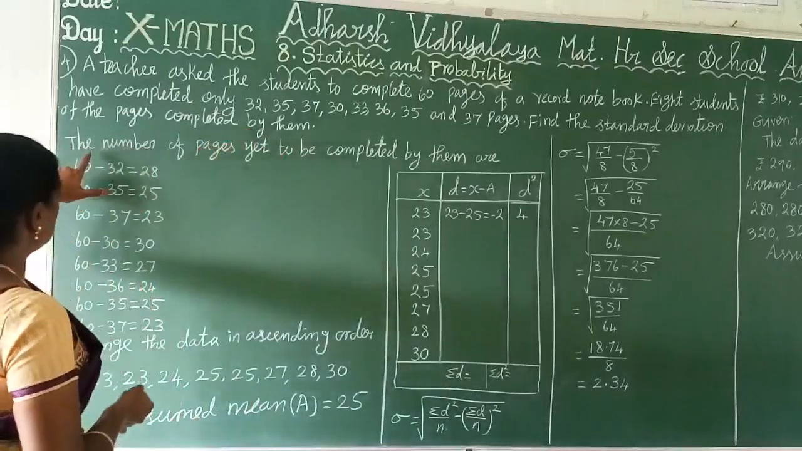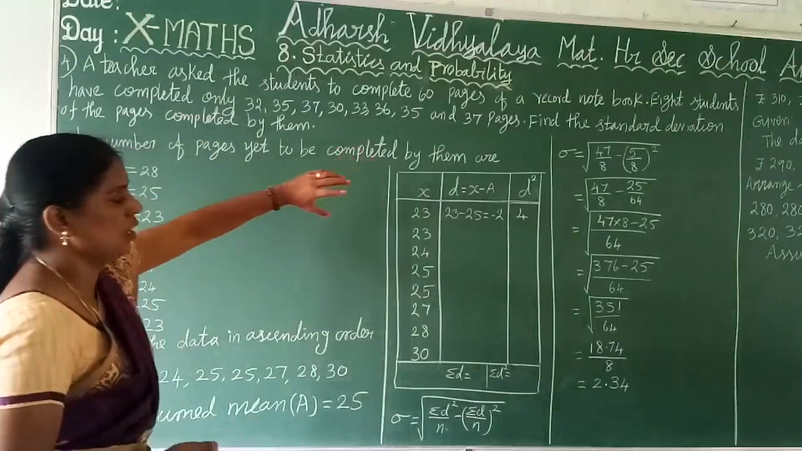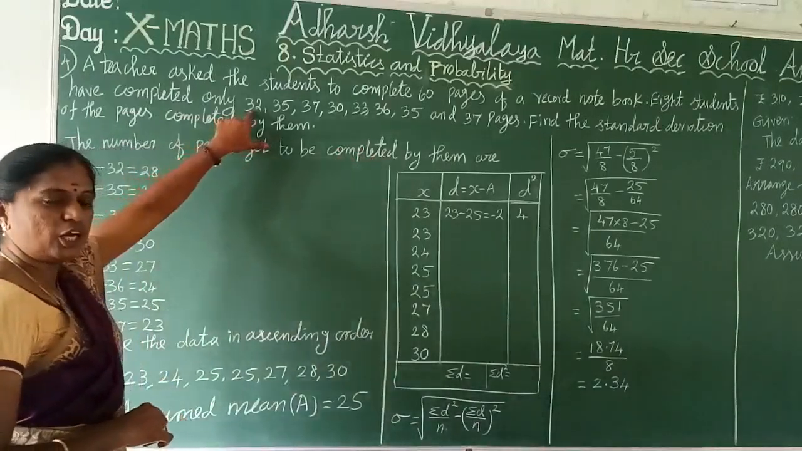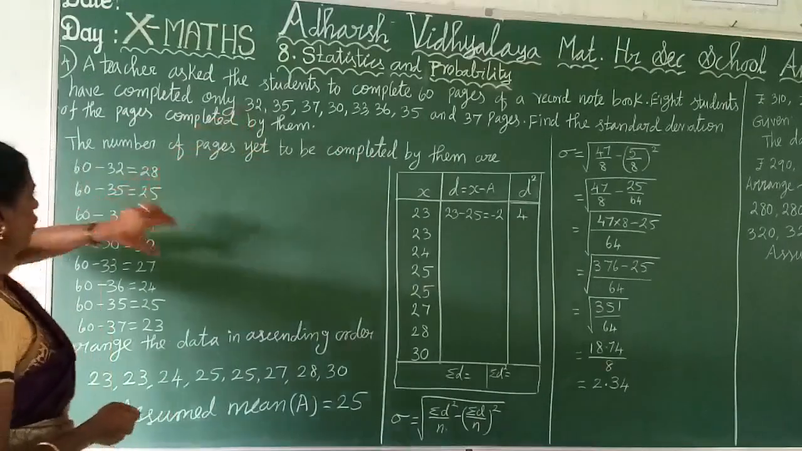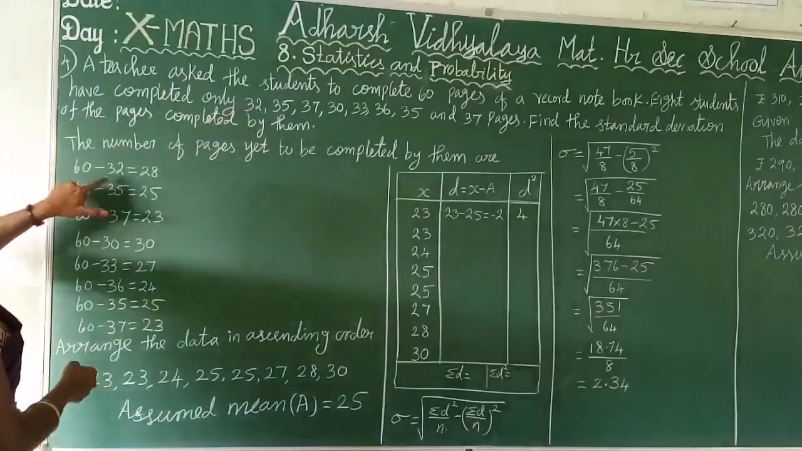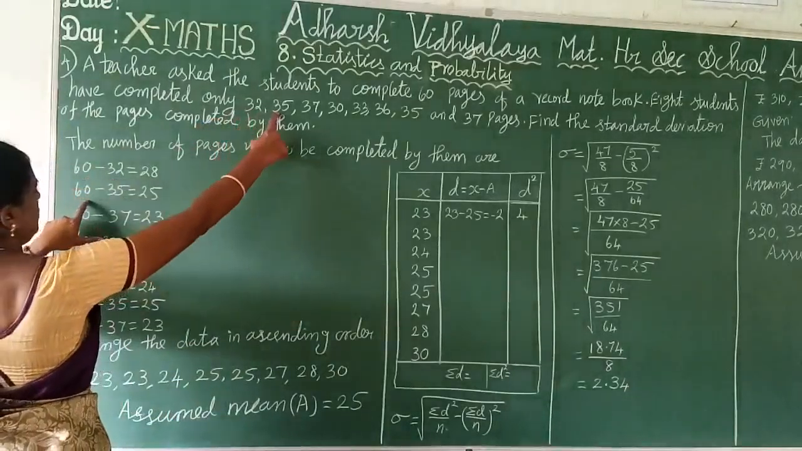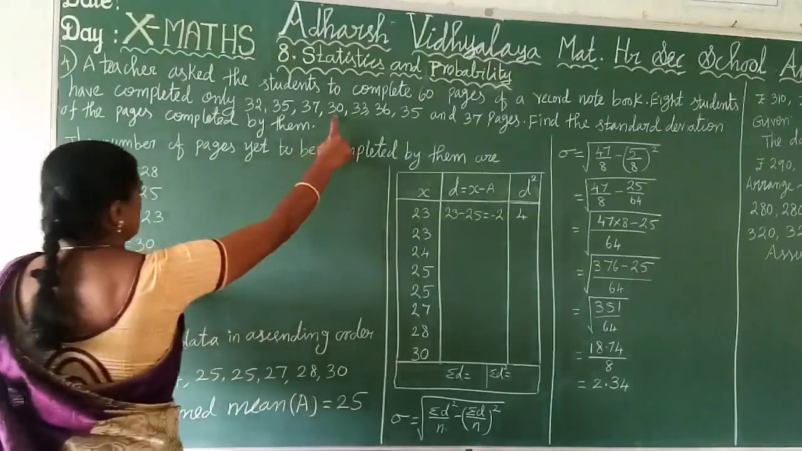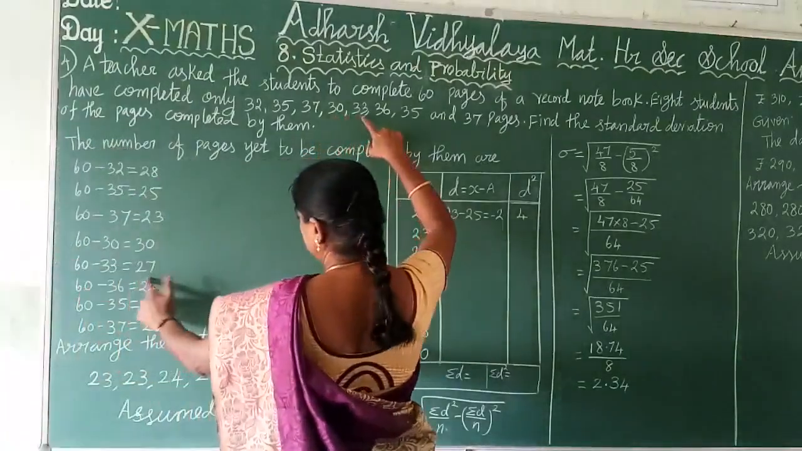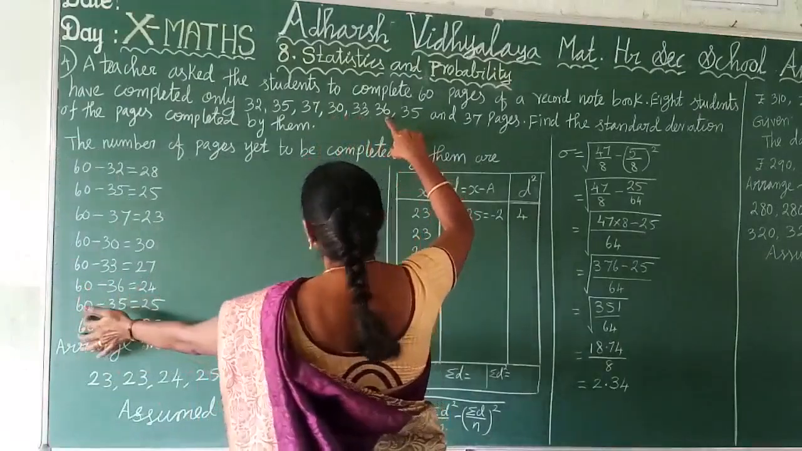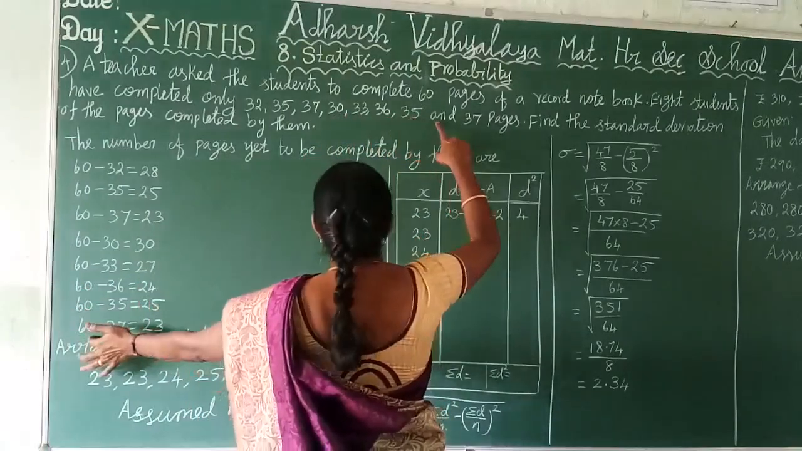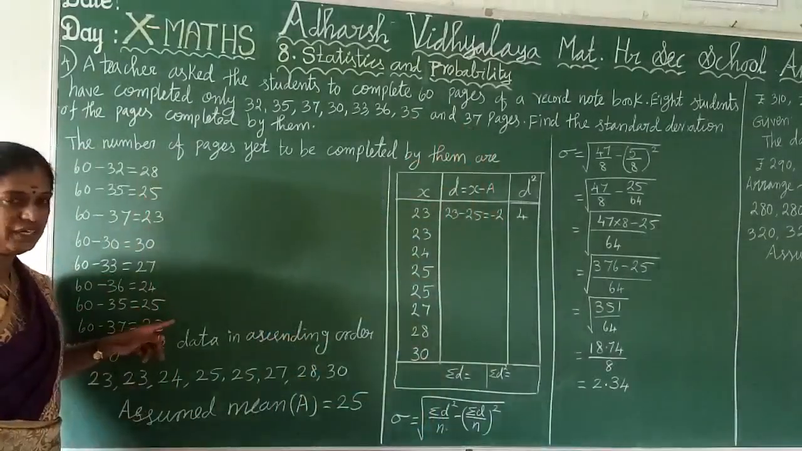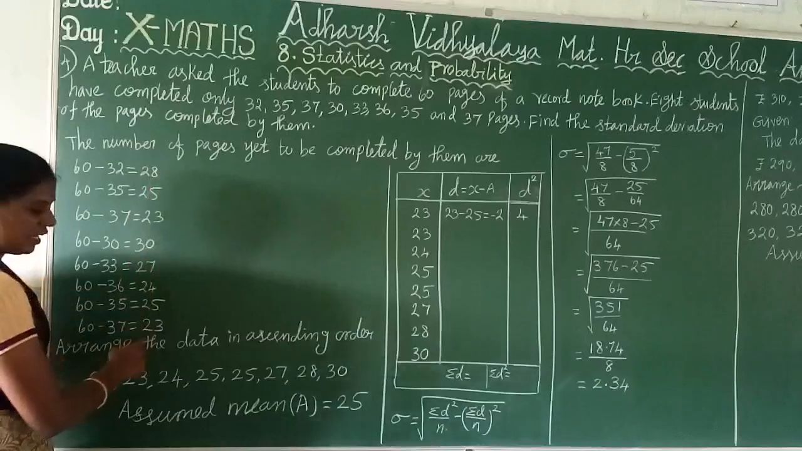Clear? So the number of pages yet to be completed by them. Total number of pages is 60. How many pages completed? 32. Remaining how many pages to complete? 28, so you calculate separately. 60 minus 32, so 28. 60 minus 35, 25. 60 minus 37, 23. 60 minus 30, 30. 60 minus 33, 27. 60 minus 36, 24. 60 minus 35, 25. 60 minus 37, 23. So these are the pages to be completed. This is the given data.